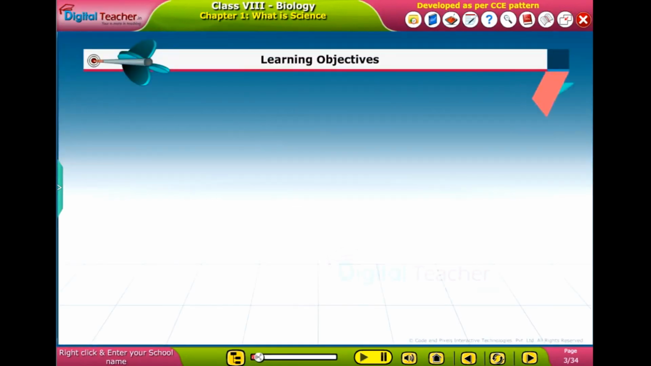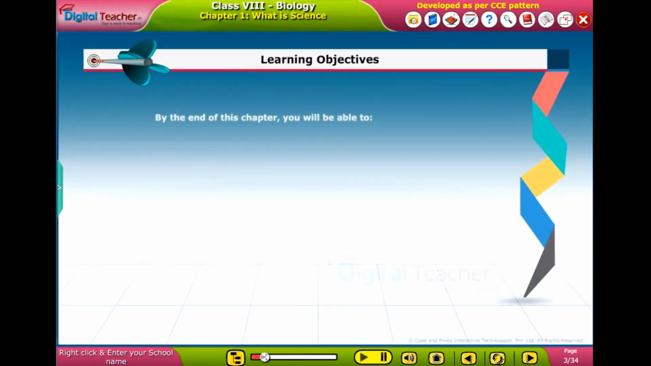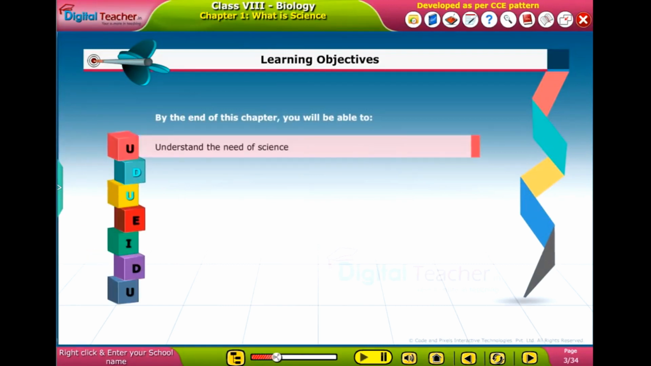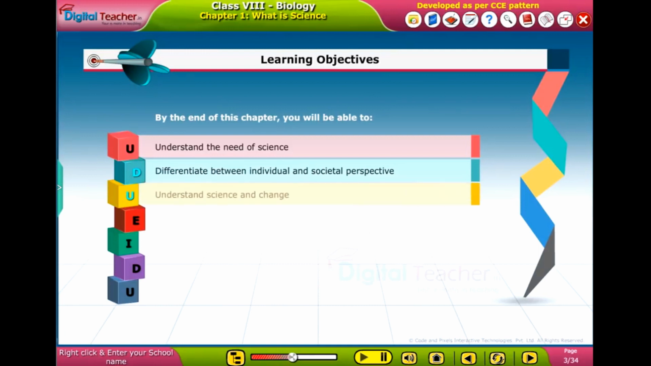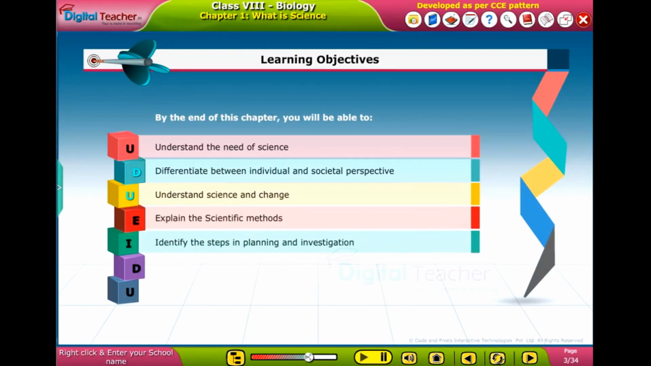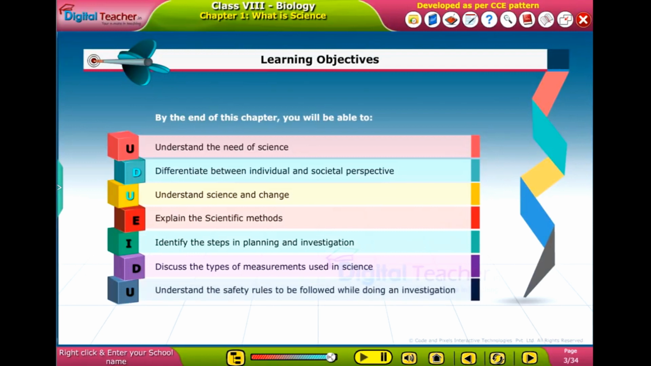Learning objectives. By the end of this chapter, you will be able to understand the need of science, differentiate between individual and societal perspective, understand science and change, explain the scientific methods, identify the steps in planning and investigation, discuss the types of measurements used in science, and understand the safety rules to be followed while doing an investigation.